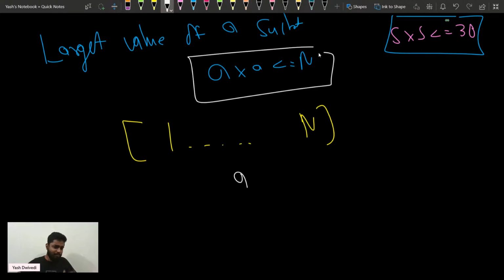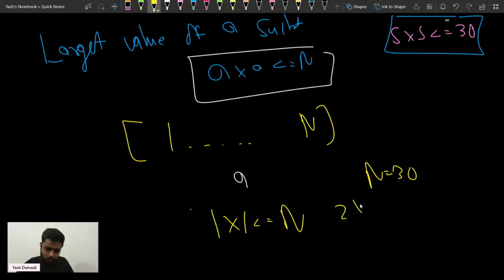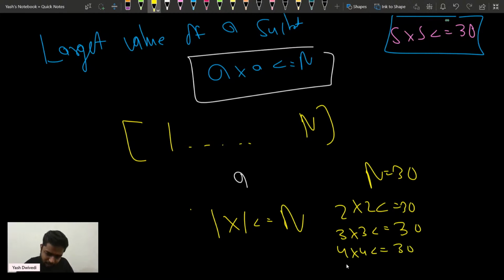Is that clear? And for that, what you can do is, first of all, a linear search. Let's say n value is 30. So you'll say that 1 into 1 is lesser, then 2 into 2 is lesser equal to 30. Then 3 into 3 is lesser equal to 30. Then 4 into 4 is lesser equal to 30. Then 5 into 5 is lesser equal to 30. Then after that, 6 into 6 is not. So you'll say that 5 is the answer.